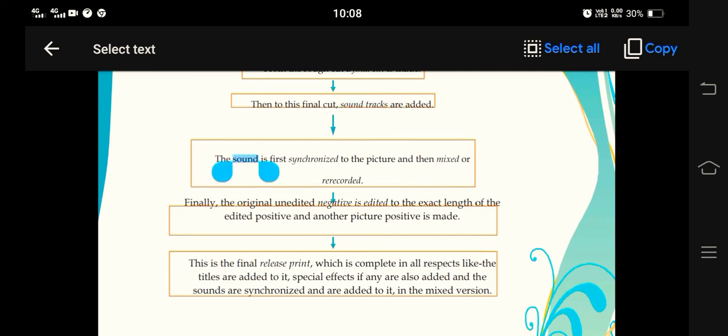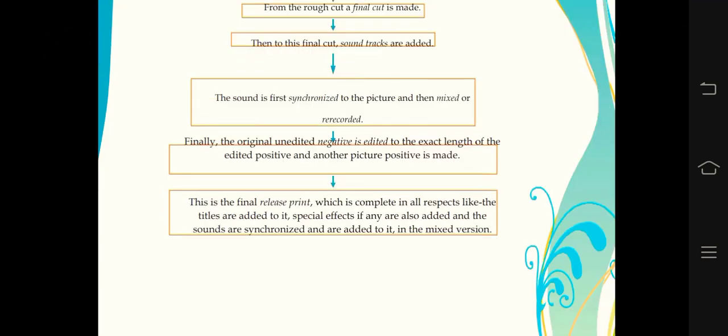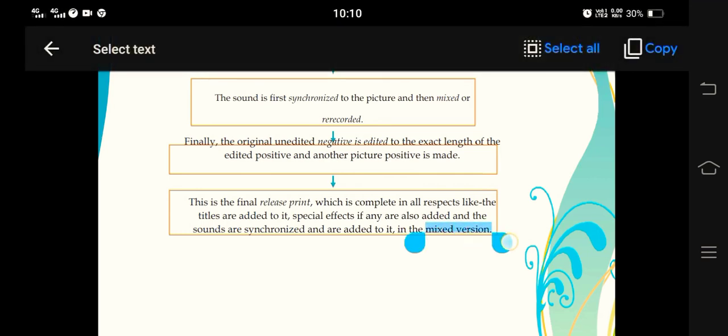Then the sound is first synchronized, mixed, recorded and re-recorded, and then the unedited negative is edited. The final release print is completed, and this is basically the mixed version. So this is all about the shooting stage, and we completed the post-shooting stage as well.